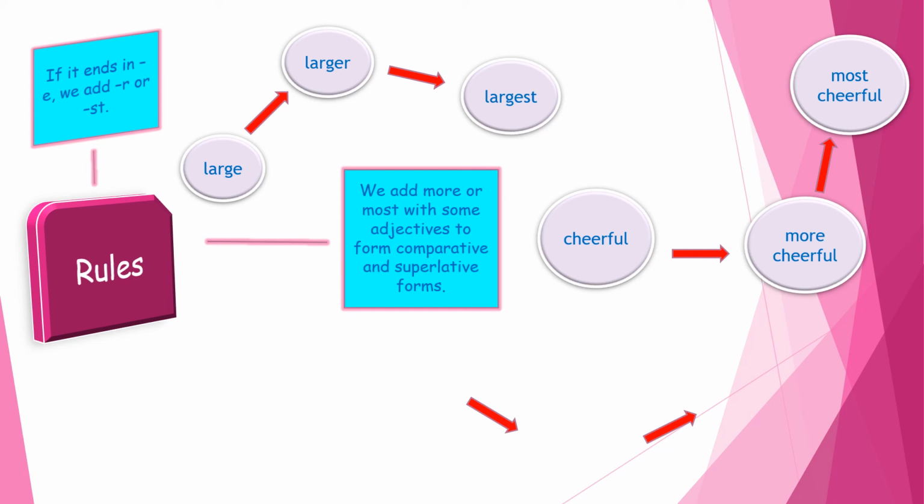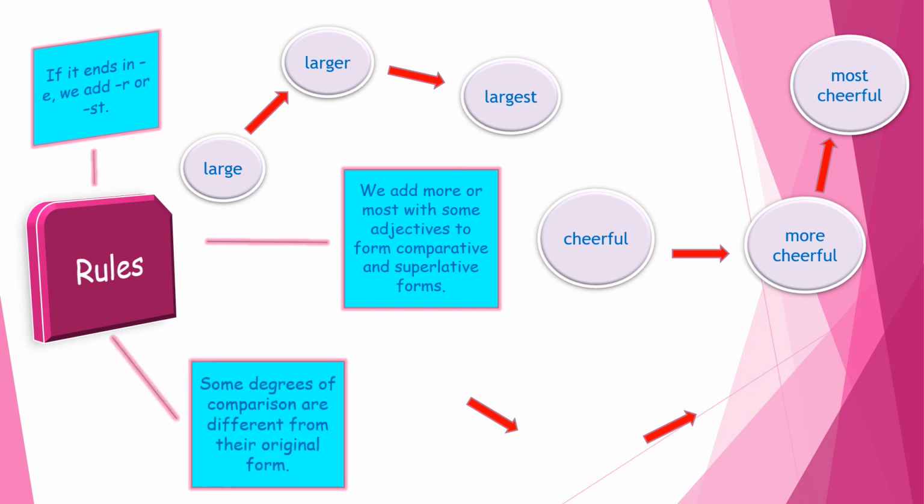And now we move on to the last rule. The last rule says that some degrees of comparison are different from their original form. It means they do not change by adding anything, but the spelling itself completely changes, which means good.